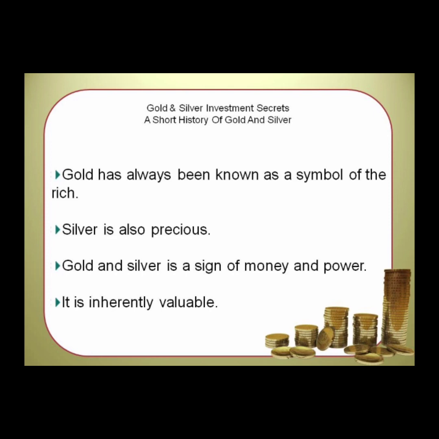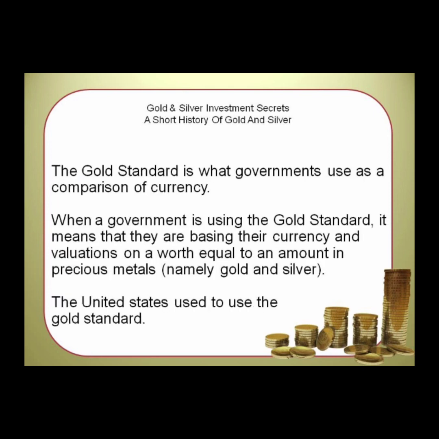Gold and silver is a sign of money and power. They are soft enough to be molded into different forms, and its form gives beauty that entrances people. Unlike currency in the form of paper money, you can't print it out of thin air, so it is inherently valuable. The gold standard is what governments use as a comparison of currency. When a government is using the gold standard, it means that they are basing their currency and valuations on a worth equal to an amount in precious metals, namely gold and silver. The United States used to use the gold standard. In our next video, we will look at why the price of gold and silver is rising.